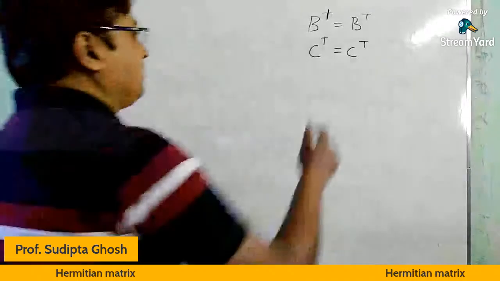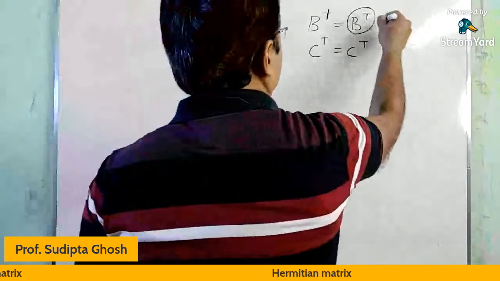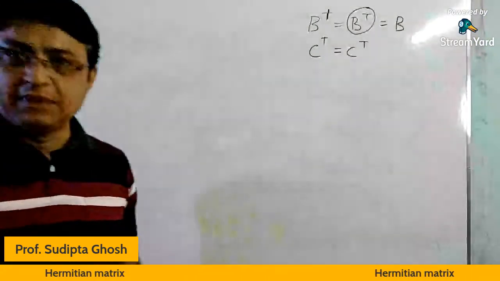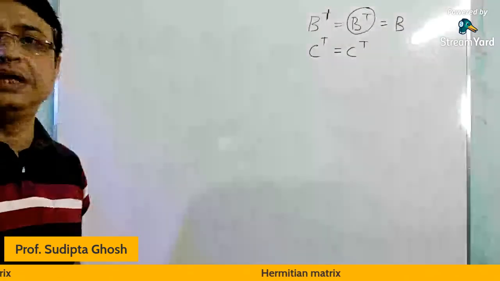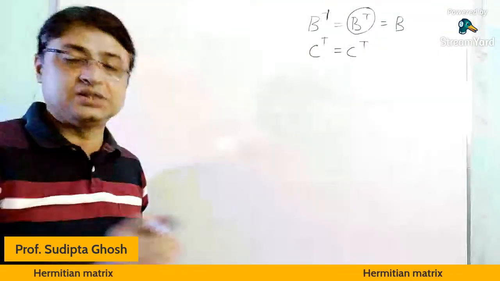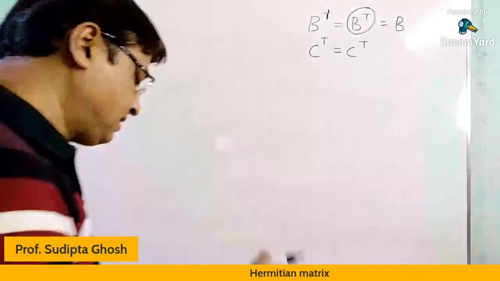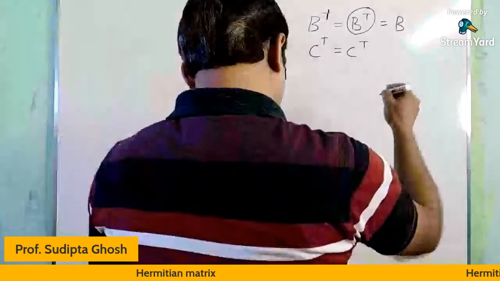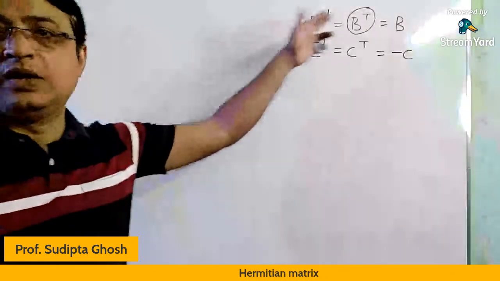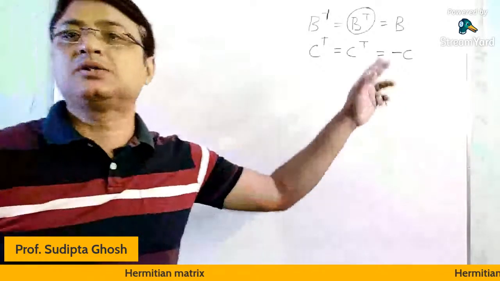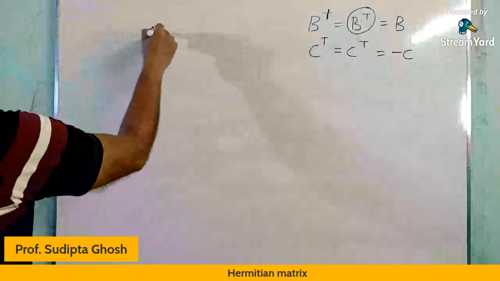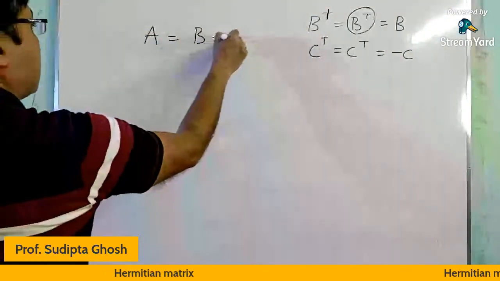For a symmetric matrix, the transpose of the matrix coincides with the original matrix. So as B is a symmetric matrix, B transpose equals B. But since C is a skew symmetric matrix, C transpose equals minus C. That means we get B dagger equals B and C dagger equals minus C. Okay. Now let's find out A equals B plus iC.